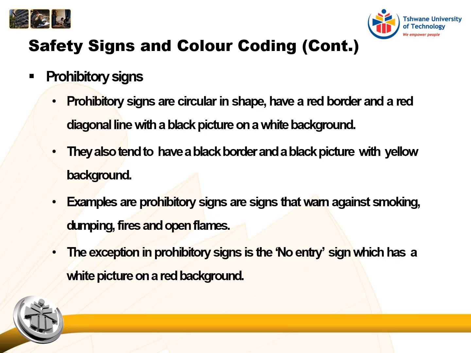Number 2 is the prohibitory signs. Prohibitory signs are circular in shape. They have a red border and red diagonal line with a black picture on a white background. Examples of prohibitory signs are signs that warn against smoking, dumping, fires, and open flames. The exception in prohibitory signs is the no entry sign, which has a white picture on a red background.